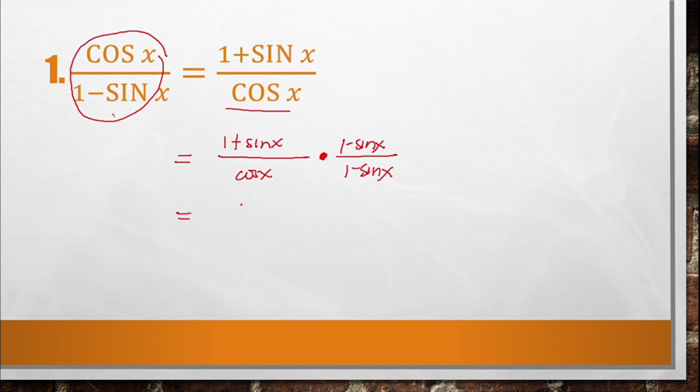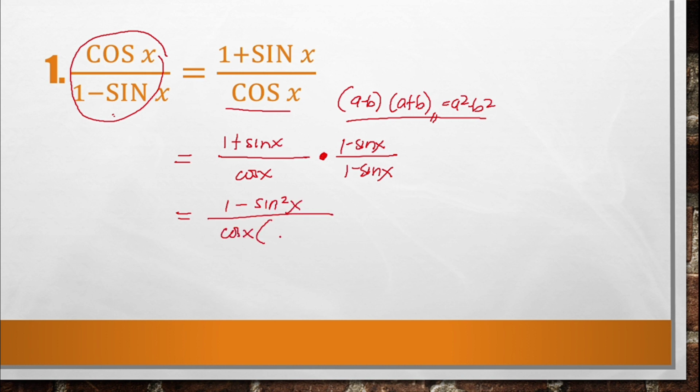This is our goal. So 1 plus sine x, 1 minus sine x, this is in the form of a minus b, a plus b. So that is a squared minus b squared. So take note of this identity. So therefore we have here 1 minus sine squared x over cos x, 1 minus sine x.